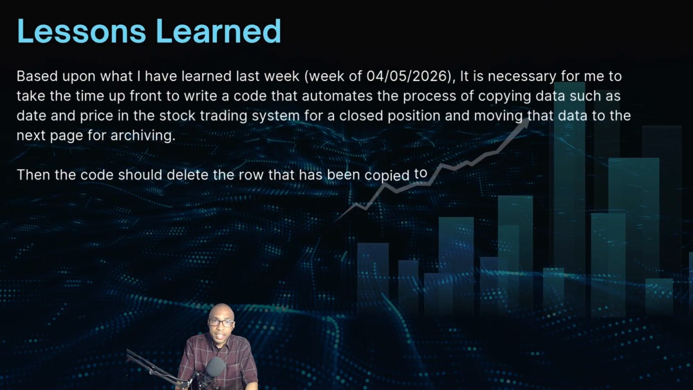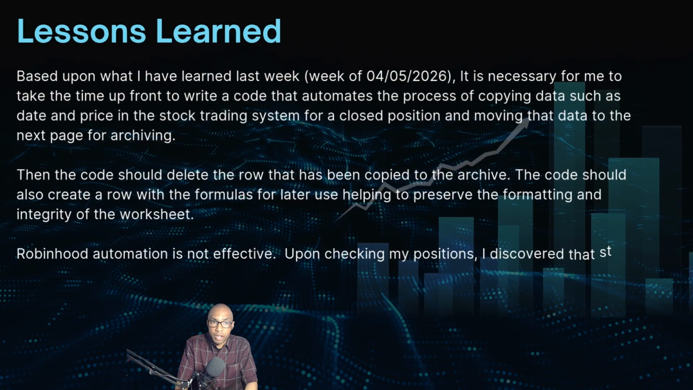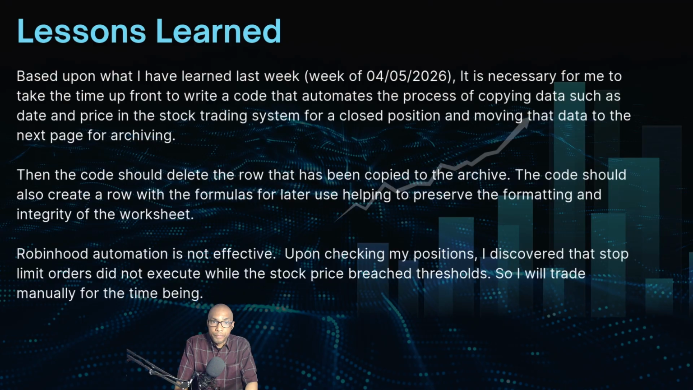Now, the lessons I learned from last week are such that it is necessary for me to take the time up front to write code that automates the process of copying data such as date, price, and the stock trading system for the closed position and moving that data to the next page for archiving. Then the code should delete the row that has been copied to the archive, because I'm only working active trades on that sheet. That's it, active trades.